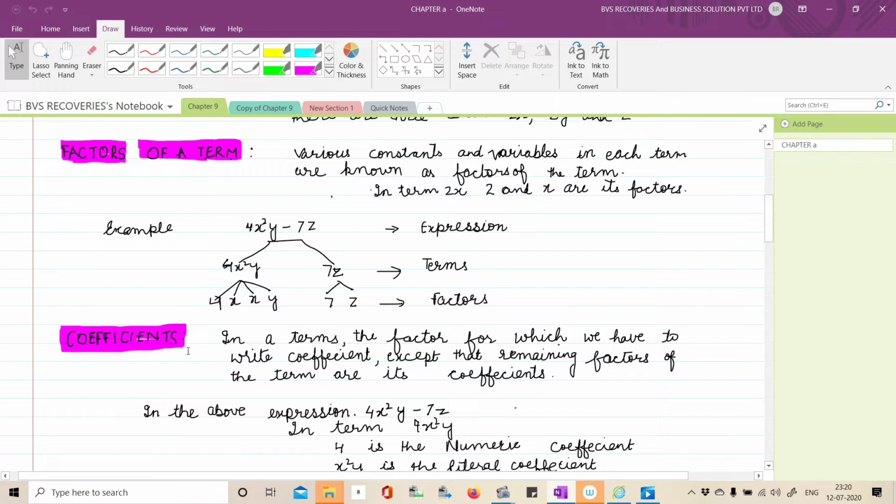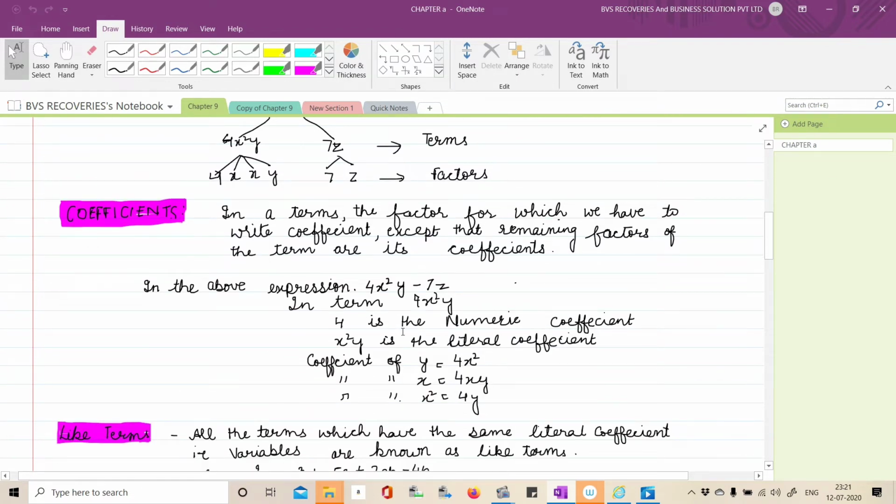Next thing is coefficients. Now if we talk about a term, what is the term? Here 4x square y. Now in a term, for the factor for which we have to write the coefficient, except that, the remaining factors of the term are the coefficient. As I told you, in this term 4, x, x, y, these four are factors of this term. Now for whichever factor we want to write the coefficient, we will leave that and the remaining thing is the coefficient.